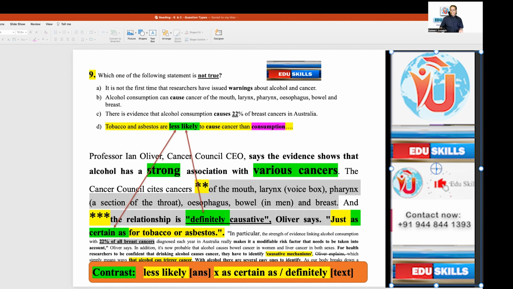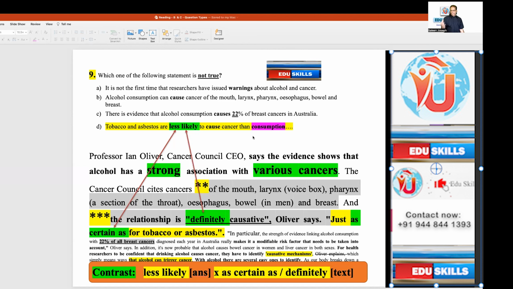Okay, anyhow, we are not going to read the whole passage because we have the contrast word. I just wanted to show you the contrast words being used. Okay, these are contrast words. The answer option says less likely. Here it says certain. Contrast: less likely. The answer option says tobacco and asbestos are less likely to cause cancer than consumption.